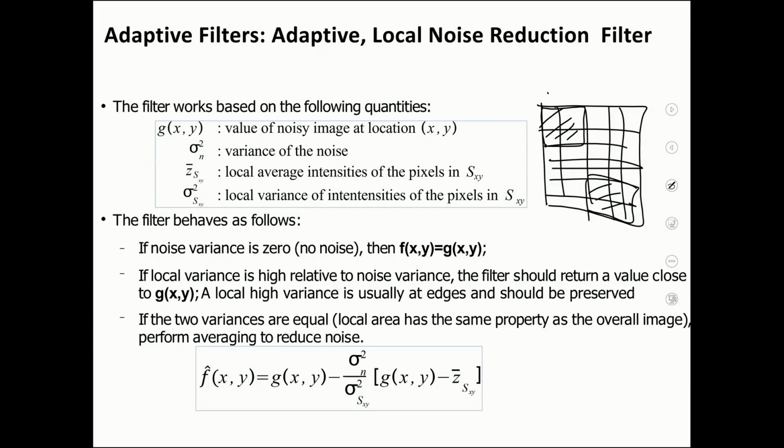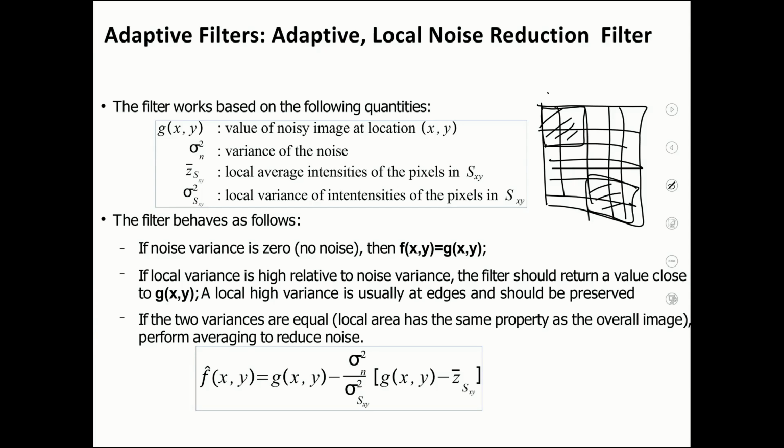Because if I take the local variance here, this variance is the variance of the image plus the variance of the noise. If the addition of the image variance and the noise variance is higher than the noise variance, it means the noise is less. So what I want is to do the filtering, but still return a value that's very close to the original image.